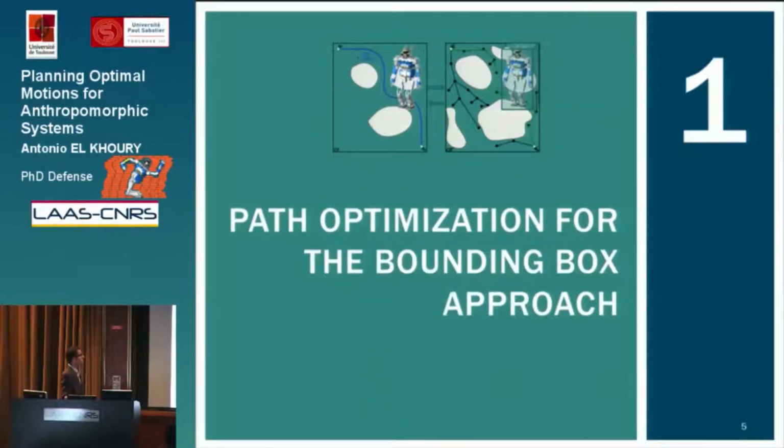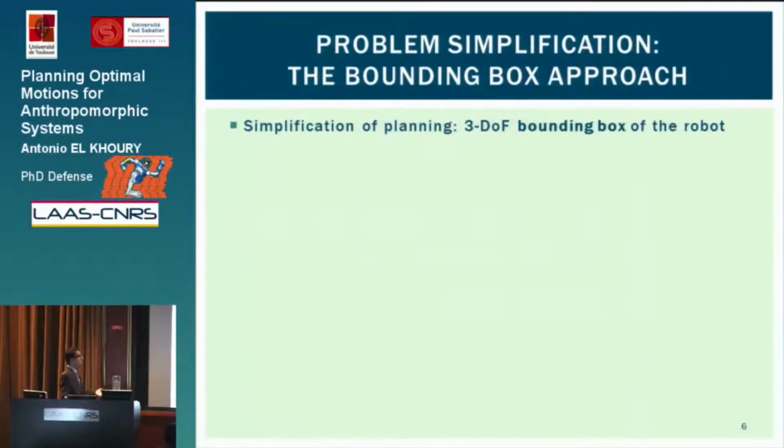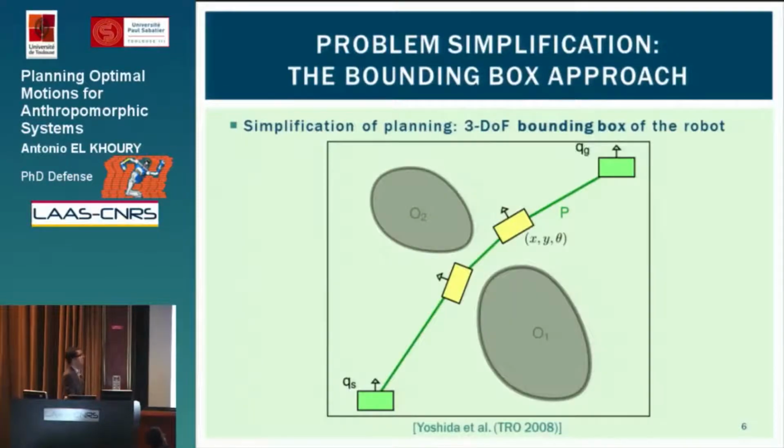So let us move on to the first part, which is about path optimization for the bounding box approach. Now, there already exists a decoupled approach, which is called the bounding box approach, which consists in simplifying planning by considering only 3 degrees of freedom for the robot, so x, y, and theta, the orientation in the horizontal plane, and considering a geometrical bounding box that includes all geometries of the robot as well as some of the swaying motion of the robot. And here's an example of what we can do with such an approach using, for example, sampling-based planners. So we can find a continuous path connecting QS to QG.